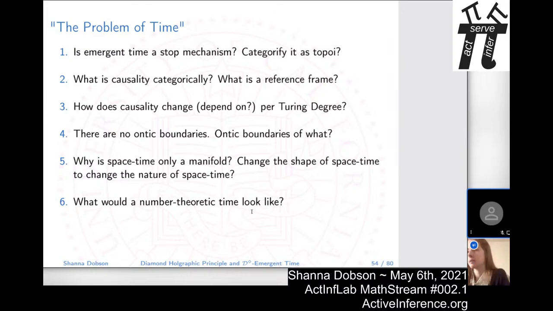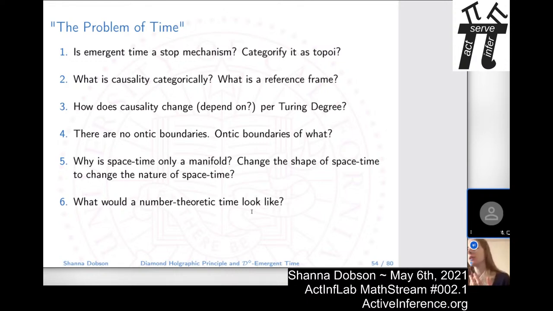Seems to be these pockets, right? Pockets of the stop mechanism failing can destroy the whole organism, which is back to that torsion thing I was talking about. You can have these few elements that annihilate, these torsion elements that are annihilated, at the expense of the actual organism. So if we say, how does causality actually change per your Turing degree? Remember, in your multi-scale active inference, it would be nice to classify organisms maybe based on their problem-solving capability.